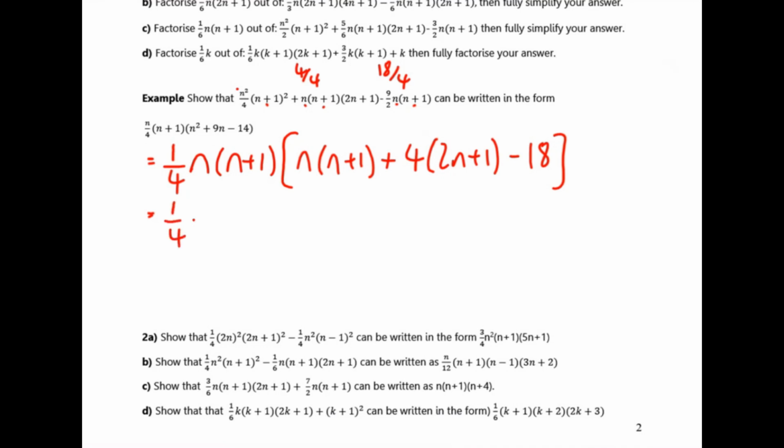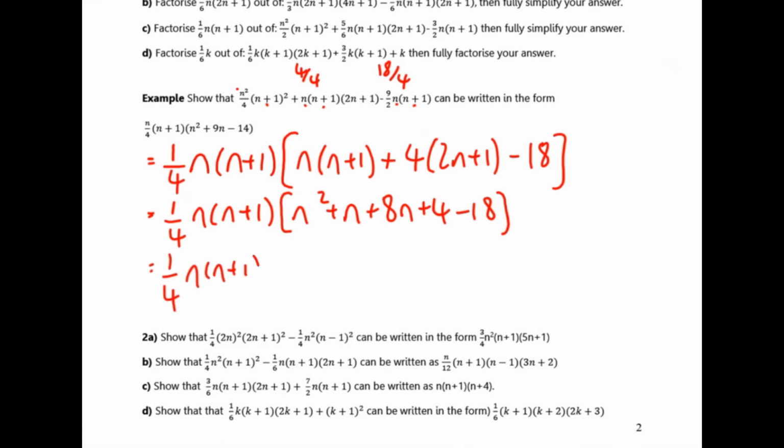Now we're going to expand inside that square bracket. n squared plus n plus 8n plus 4 minus 18. Simplifying that, we get n squared plus 9n minus 14, which is what the question asked.